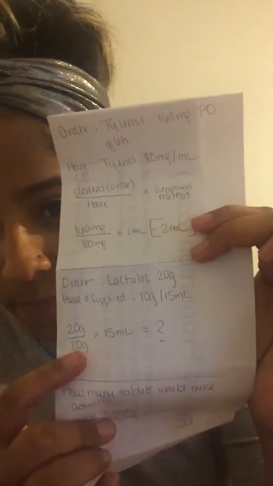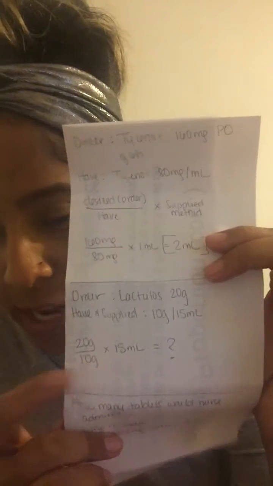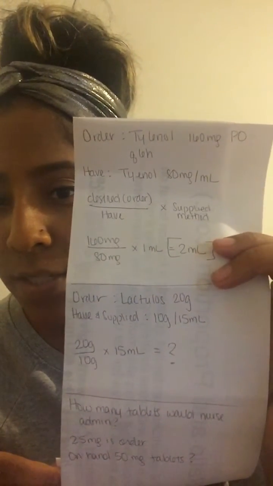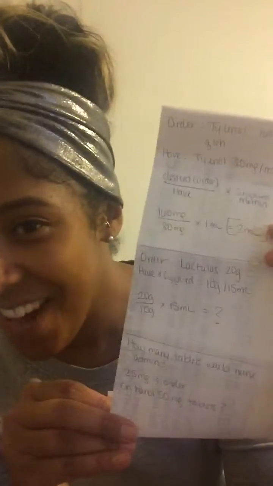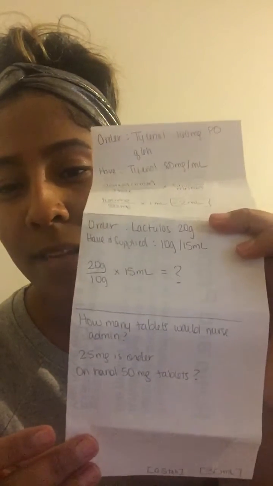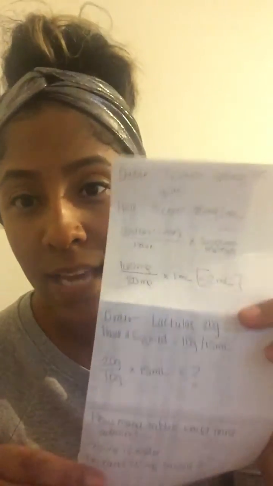Alright, so for those last 2 questions, I didn't forget. So for question B, which was this one, your 20 grams over 10 grams times your 15 milliliters, that answer was actually 30 milliliters. Yay, if you got it right. And then for your second answer with the tablets, it was 2 tablets. Oh, I'm sorry, that was not right. It was 0.5 tablets.